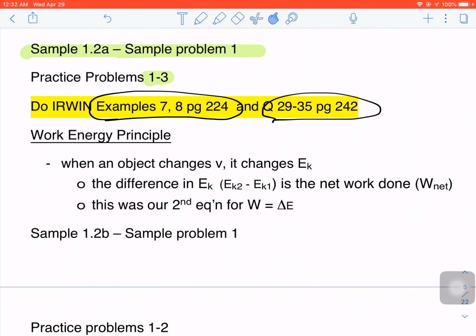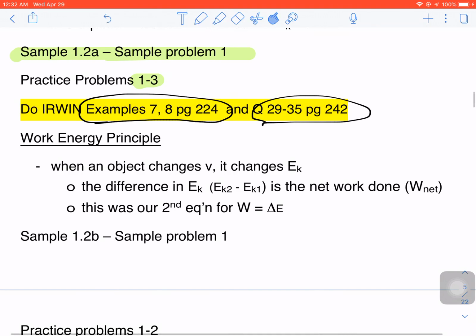So in order to change the speed of an object, work is done to it. And the amount of energy change that happens is equal to the work that was done to it. So that was our second equation, or our second way of determining work. We said work equals F delta D. Work is also equal to delta EK. Okay, so those are our two formulas for work.